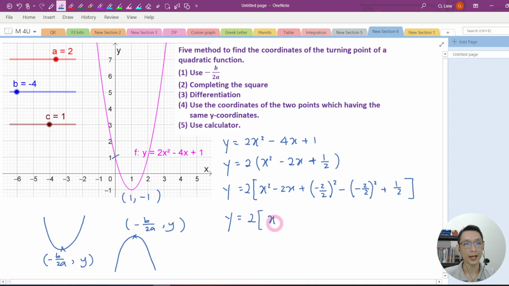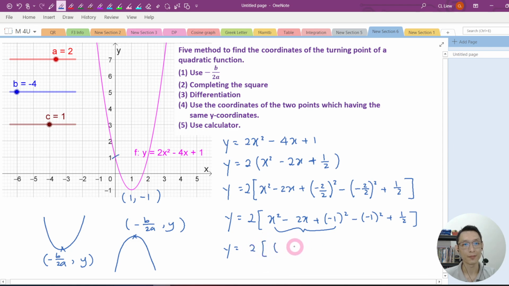Okay, now x squared minus 2x plus, this is negative 1 squared, minus negative 1 squared, plus 1 over 2. Okay, now for these 3 terms, I'm going to change the way of writing them.